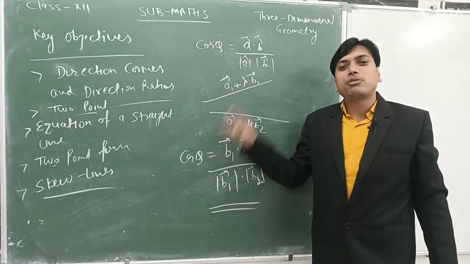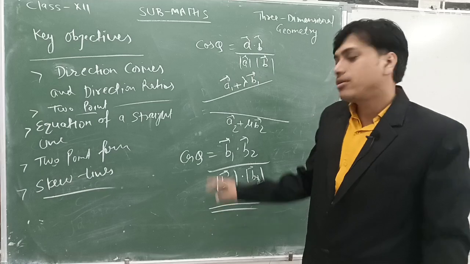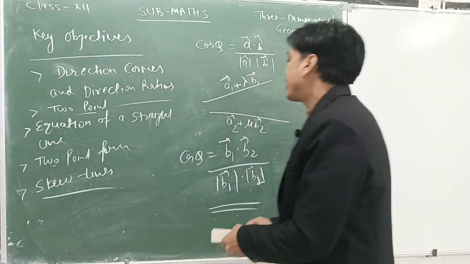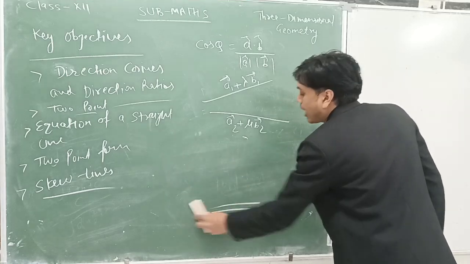So here, B1 will be the direction vector of the first line and B2 will be the direction vector of the second line. Fine. So this is how to find the angle between two given lines.